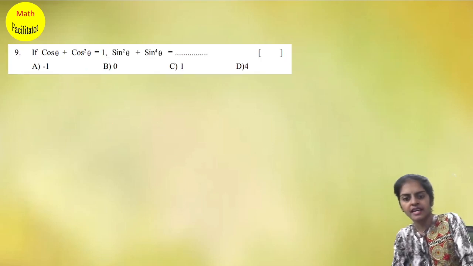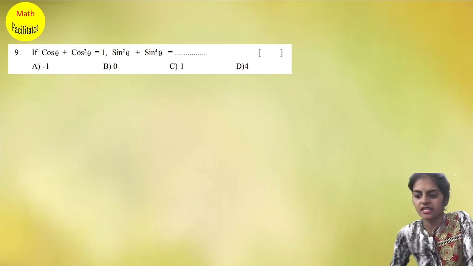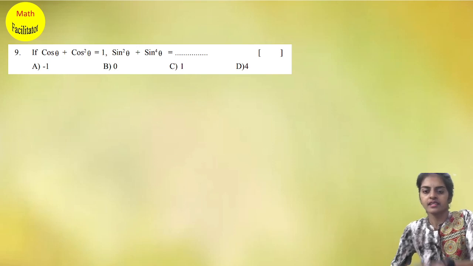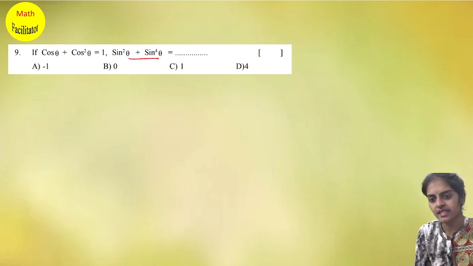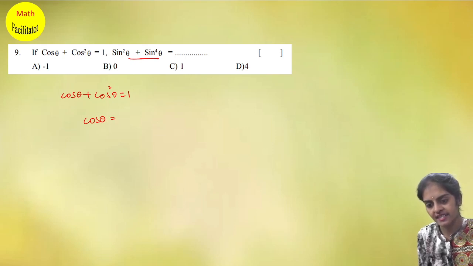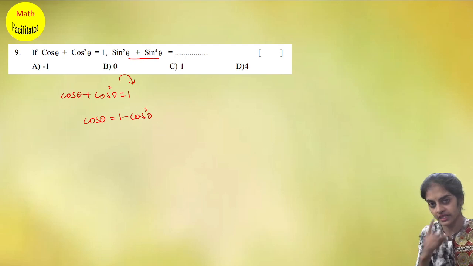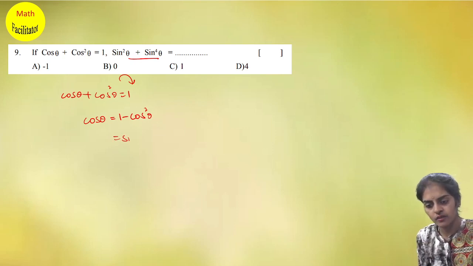Next question. If cos theta plus cos square theta is 1, then you need to find the value of sine square theta plus sine power 4 theta. Let me take what is given. Cos theta plus cos square theta is 1, so can I write cos theta, sending cos square theta to the other side, as 1 minus cos square theta. 1 minus cos square theta, you know, is sine square theta.